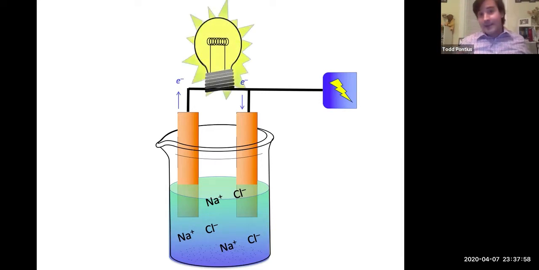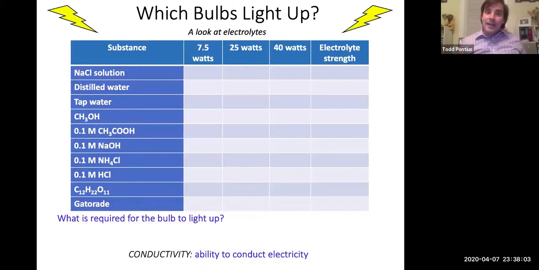Really, really bright in this case. So now let's look at some data that we've taken from this experiment. What we have is a series of light bulbs. Some require more power to light up than others.